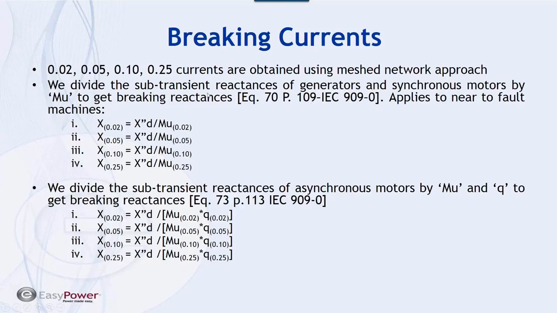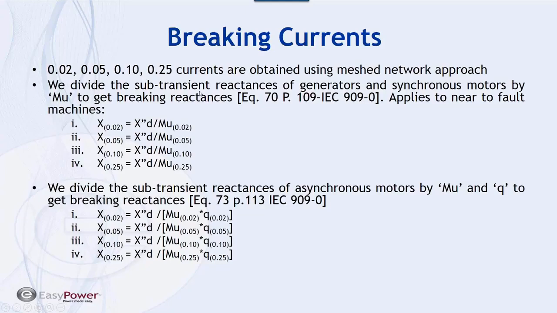We divide the subtransient reactances of generators and synchronous motors by mu to get breaking reactances. That would be equation 70, page 109, IEC 909, and applies to near-to-fault machines. You would see a whole lot of new terminology I use here. Number one, breaking. All these four currents are types of breaking currents. We saw them on the EasyPower screen.